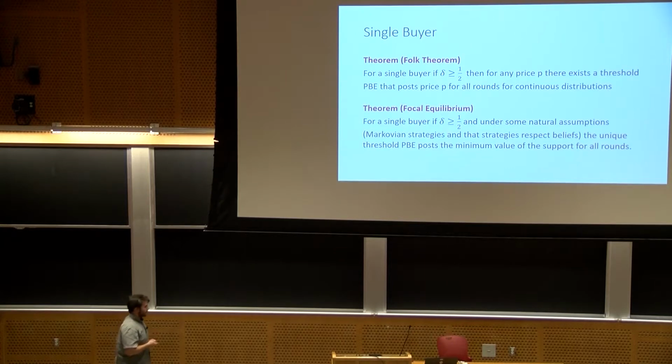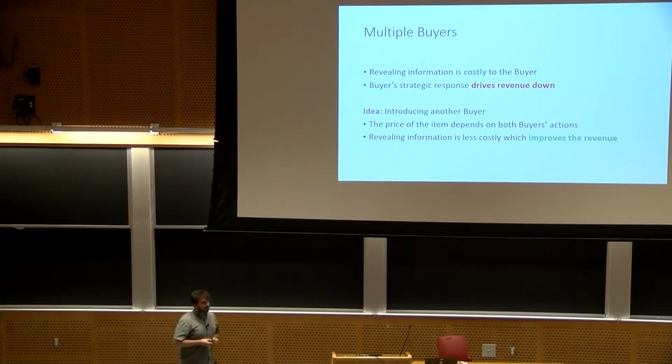So what is the main reason for this result? The main reason for why in a single buyer, single seller equilibrium, the seller can generate no revenue is essentially that revealing information is costly to the buyer, and the buyer's strategic response drives the revenue down. It's exactly the idea that there is asymmetric information, that only the buyer has the information about the type.